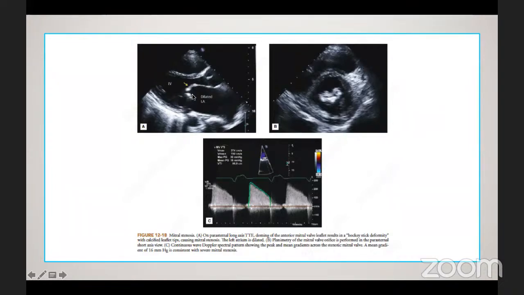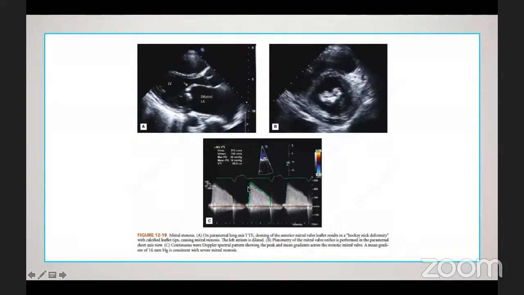I'm emphasizing the thickening of the tip of the leaflet, because this is usually how rheumatic mitral valve stenosis occurs, with thickening at the tip of the leaflet. In contrast, with calcification you would start with annular calcification, and it will involve the mid part of the leaflet of the mitral valve. There's another view of the short axis.